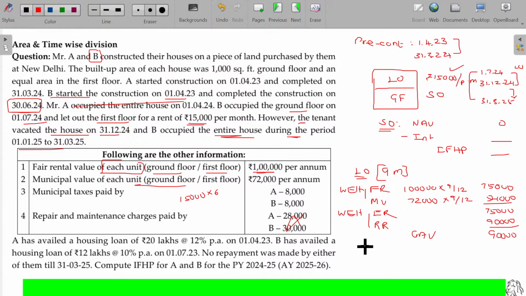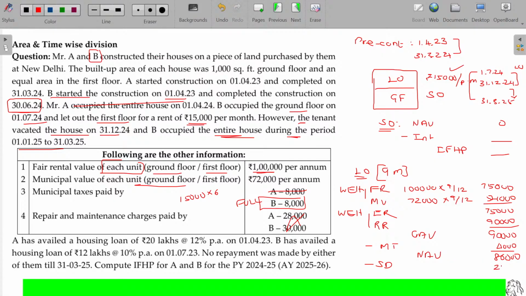Right. From there, you can subtract the municipal tax. Municipal tax paid by A does not matter, that is not deductible. For B, of course, it can be deductible, 8,000 rupees. 8,000 is for the whole house. Nothing stated, so we assume this is for the full house property. For the 50% share, it may be 4,000. So your NAV being 86,000, minus standard deduction 30%. 30% being 25,800.